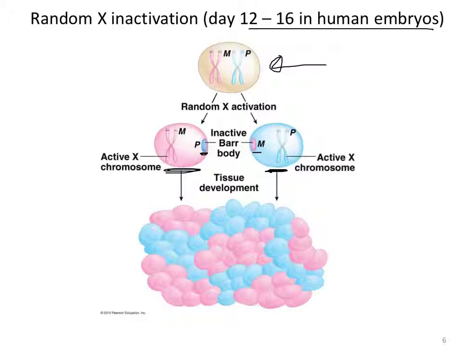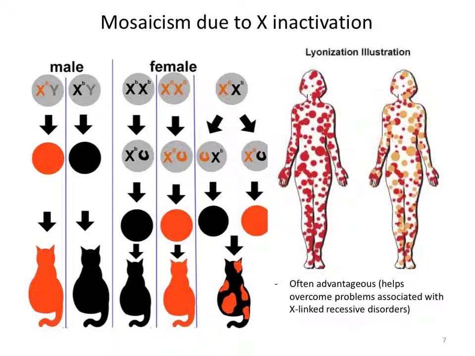And so as the embryo develops into a fetus, and cellular replication and differentiation occurs, there's going to be a patterning where there will be pools of cells with one of the X chromosomes active, and other pools of cells where the other X chromosome will be inactivated. This results in something observed in females called mosaicism.